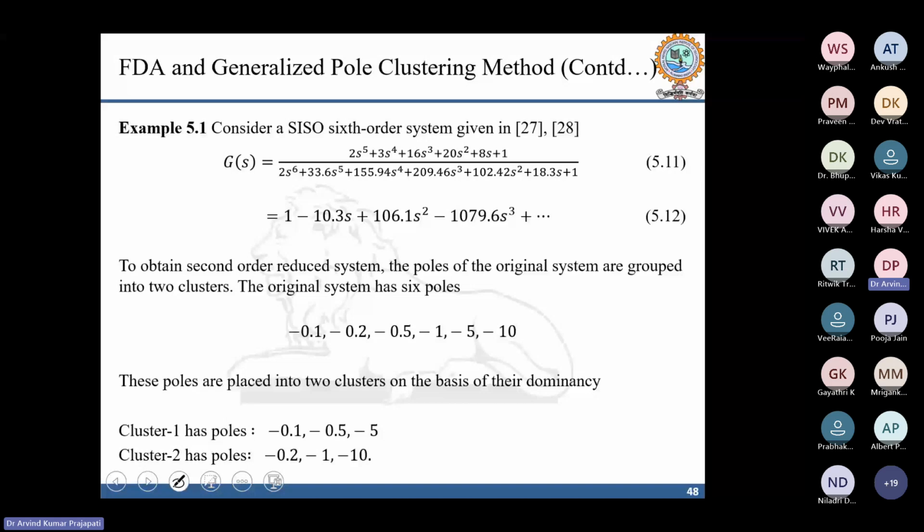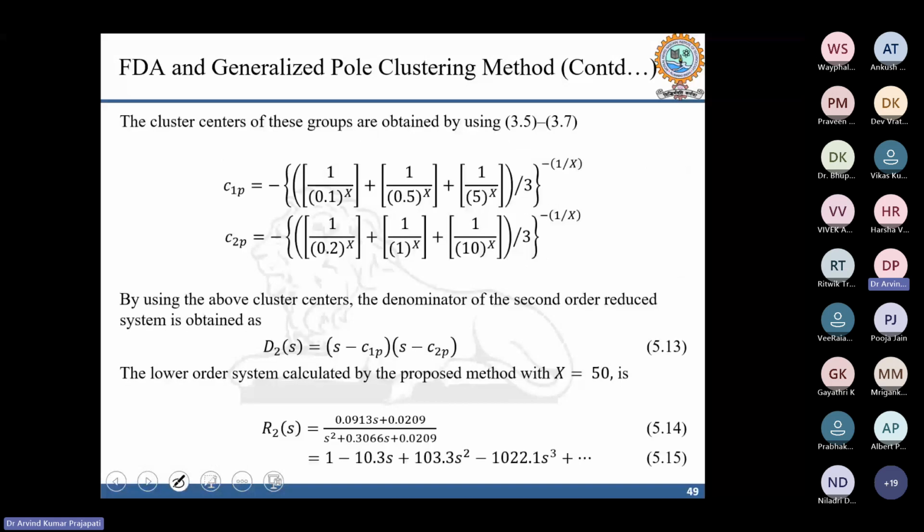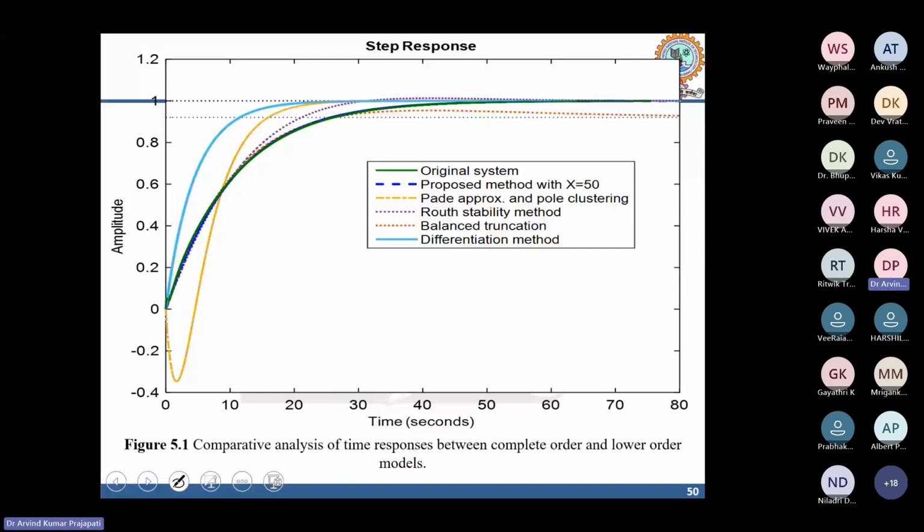Here I have used the techniques which I described, and by using these techniques I have calculated the denominator, and after calculating the denominator I have used the factor division algorithm. Then you can calculate the numerator, and then you can see the response. These are the responses of the original system and of the reduced system. Here the blue one is the proposed method's response, which is overlapping with the green one, the response of the original system. So both responses are matching. So it is satisfying the objectives of model order reduction. So the proposed method is working well.